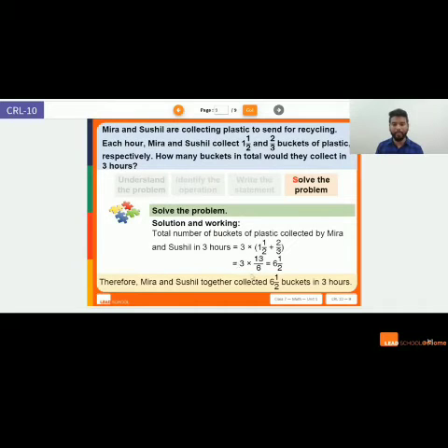When you multiply it, you get 39 by 6. Because both numerator and denominator are divisible by 3, we reduce it and then we convert the improper fraction to a mixed fraction. Therefore, Meera and Sushil together collect 6.5 buckets in 3 hours.